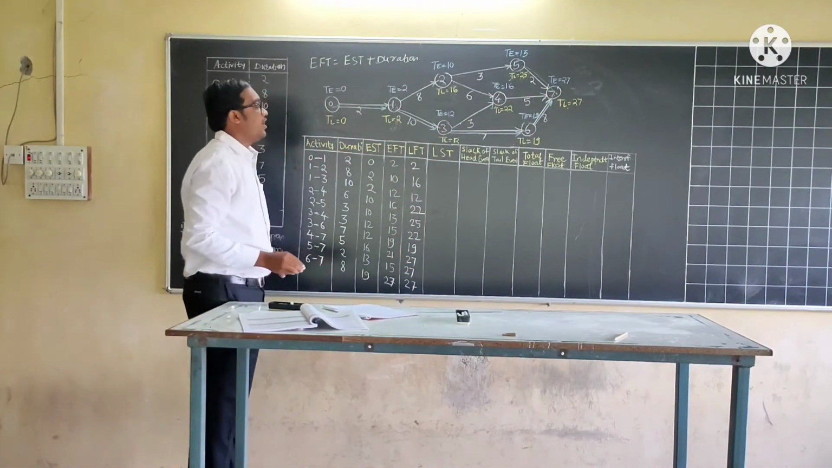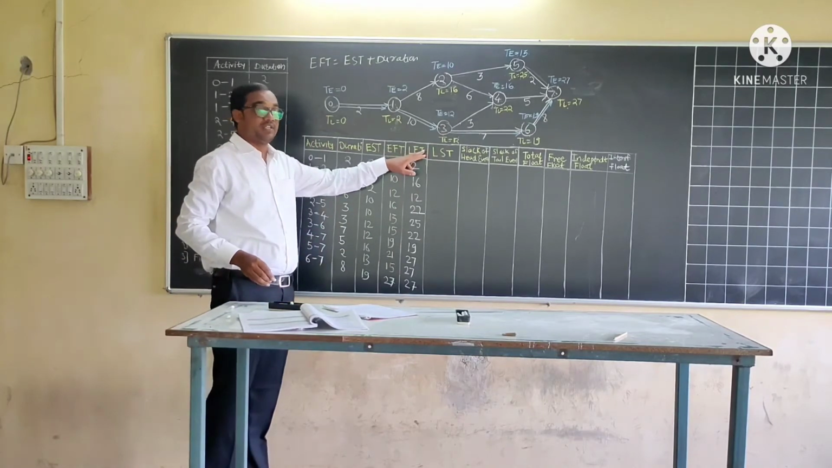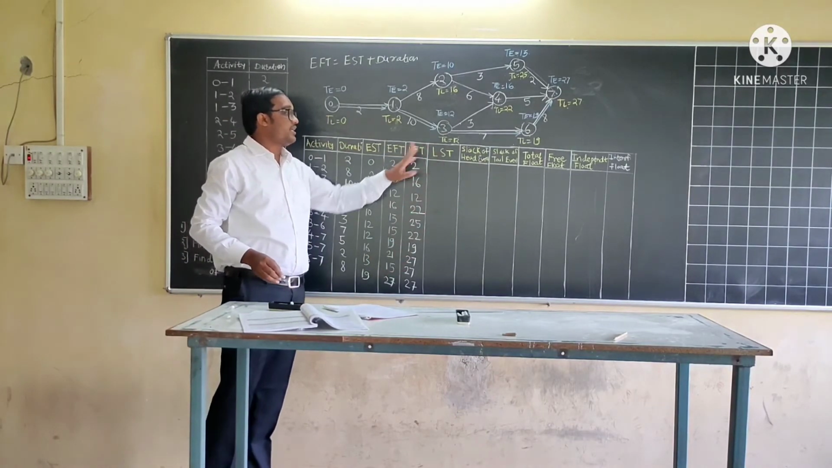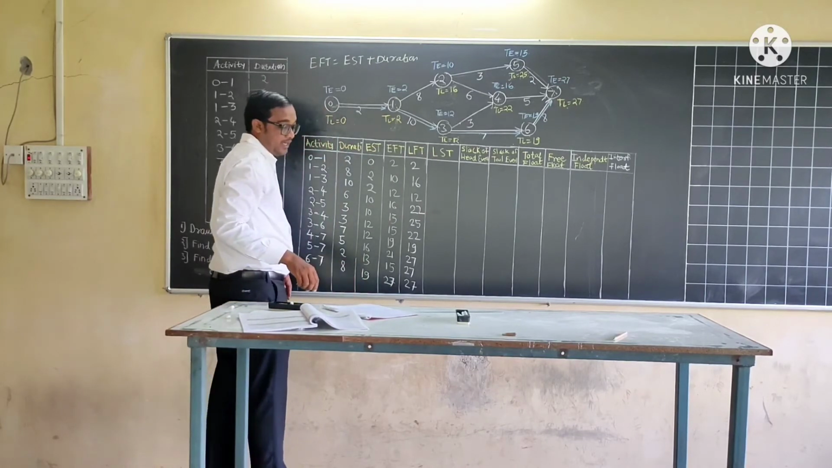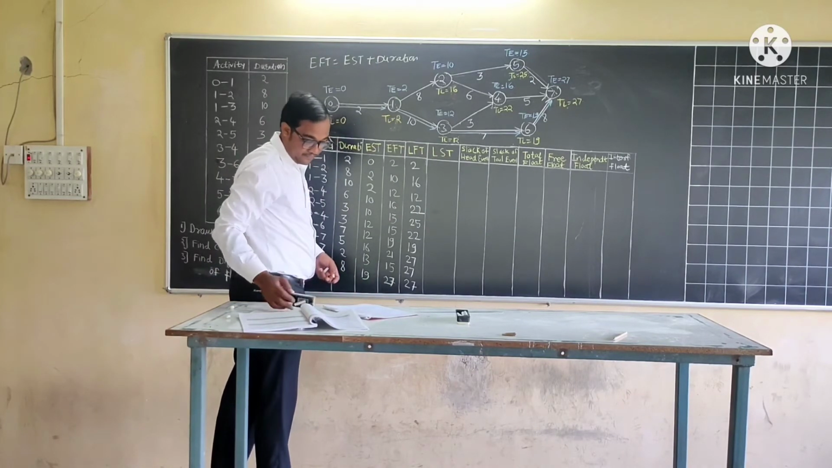So like this, all the values of latest finish times are calculated. Now next is latest start time. How can we calculate latest start time?